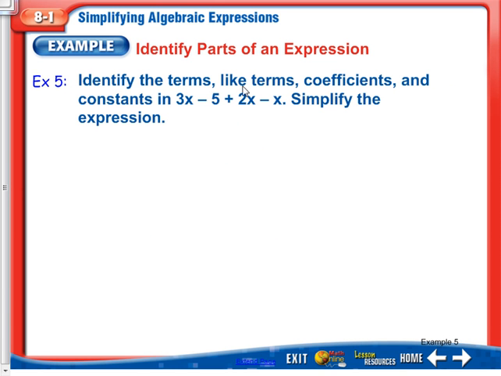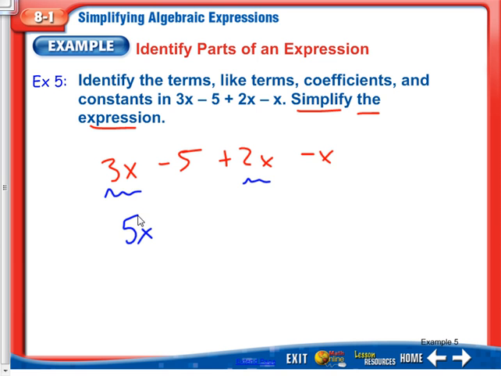All right, so identify the terms, like terms, coefficients, and constants. Simplify the expression. This is the part I'm interested in. Simplify the expression. So I have 3x minus 5 plus 2x minus x. Okay, remember the coefficient of this is 1. So what I would do here is I would combine my positive x values first. So right now I have 5x. I'm going to move this variable closer, so I have minus x, and then I have minus 5.